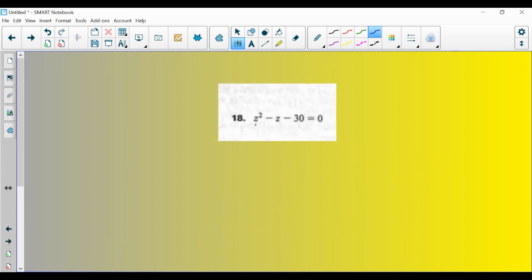This is the last one of the worksheet. Same exact idea, at least to start, you're going to factor this. And when you factor this, you're going to list the factors of now 30. 1 and 30, 2 and 15, 3 and 10, and 5 and 6. Which of these factor pairs would add to our middle term? And our middle term is now -1. Right? If there's no number there, it would be -1. So which of these factor pairs could get you to -1?